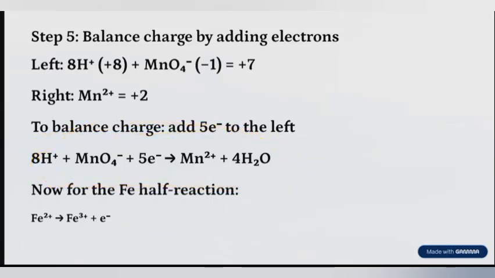So the simplest way to do this is you take the total number of electrons on this half, and you multiply by the total electron on the other half. That is the simplest way to balance it. The number of electrons here is 1, while the number of electrons here is 5. The highest electron here is 5.